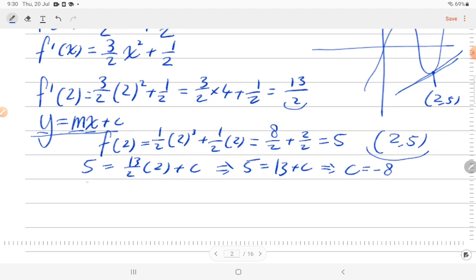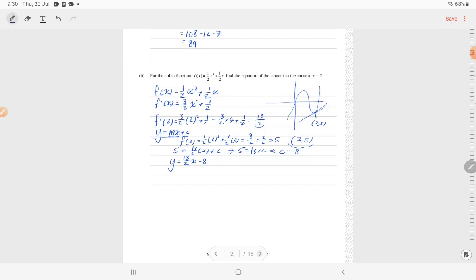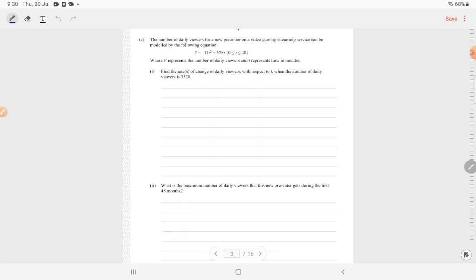So now we know the gradient and the constant c. We now know the equation y will be equal to 13 over 2 x take away 8. That is question A and B done.